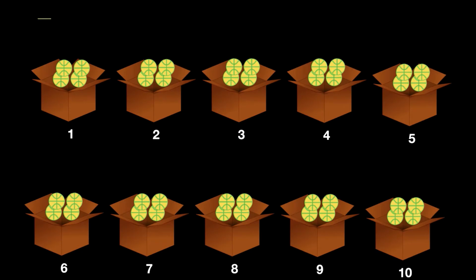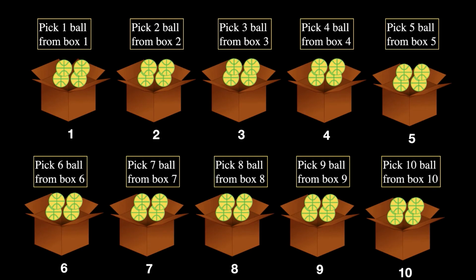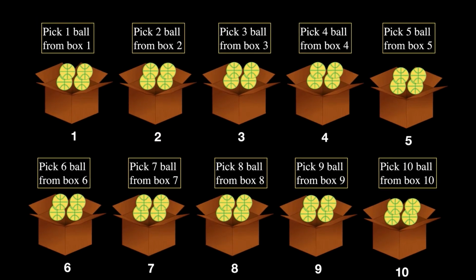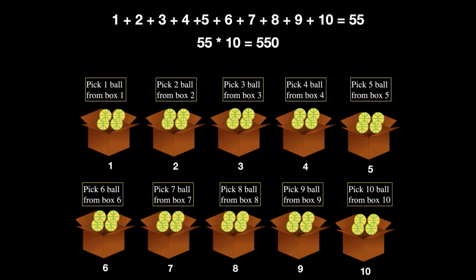For example, pick one ball from box 1, two balls from box 2, three balls from box 3, and so on, and finally 10 balls from box 10. In total, you will have 55 balls. If all of the boxes have good balls, then the total weight of these balls would be 1 plus 2 plus 3 and so on till 10, times 10, which is equal to 550 grams. This is because each ball weighs 10 grams.